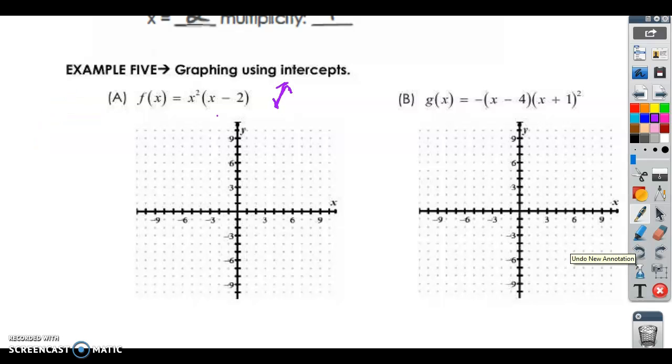So now we've got a bounce at x equals 0 because there are 2 of them. And let me write that. And we only have 1 zero at 2. So I'm going to plot my zeros. I've got 0 and 2.